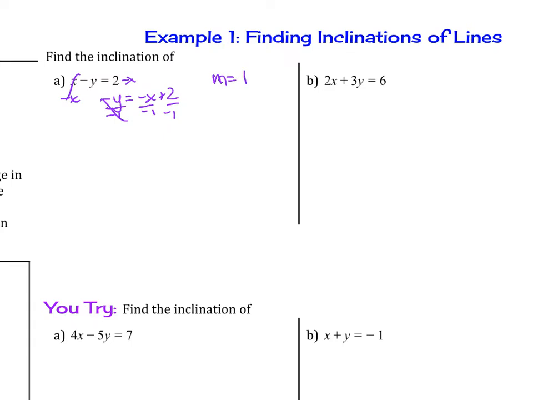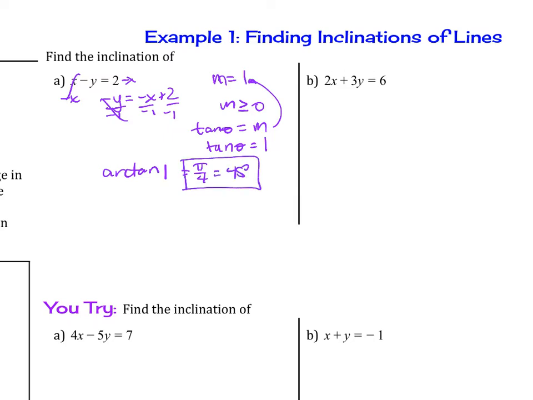We know that the slope is greater than or equal to 0, so we're going to use tangent of theta equals our slope. Tangent of theta equals m, so tangent of theta equals 1. So we're taking the arctangent of 1, and I hope you remember that is pi over 4, which is 45 degrees. It is going to ask you to find it in radians and in degrees for the homework.